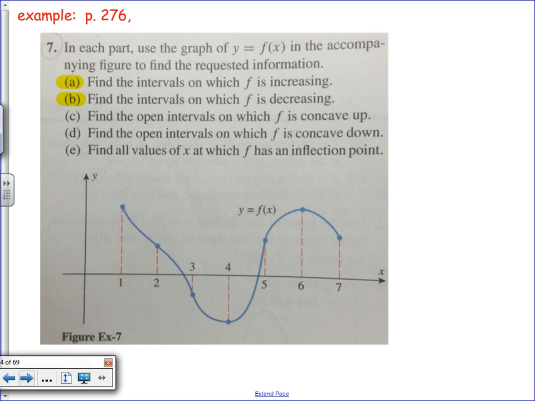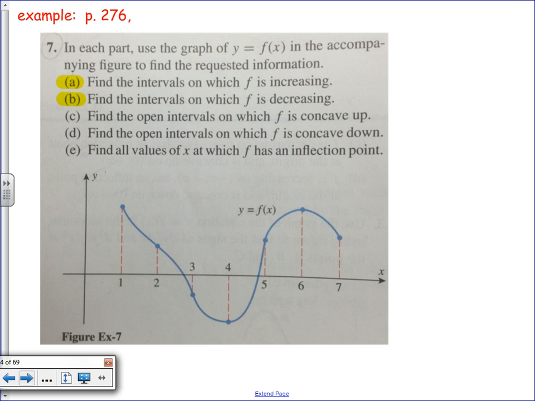So guys, I could keep asking you further questions, but I did want to separate increasing and decreasing from concave up and concave down, even though we did a huge preview of everything. So guys, on what intervals, reviewing pre-cal basically, is this function increasing?